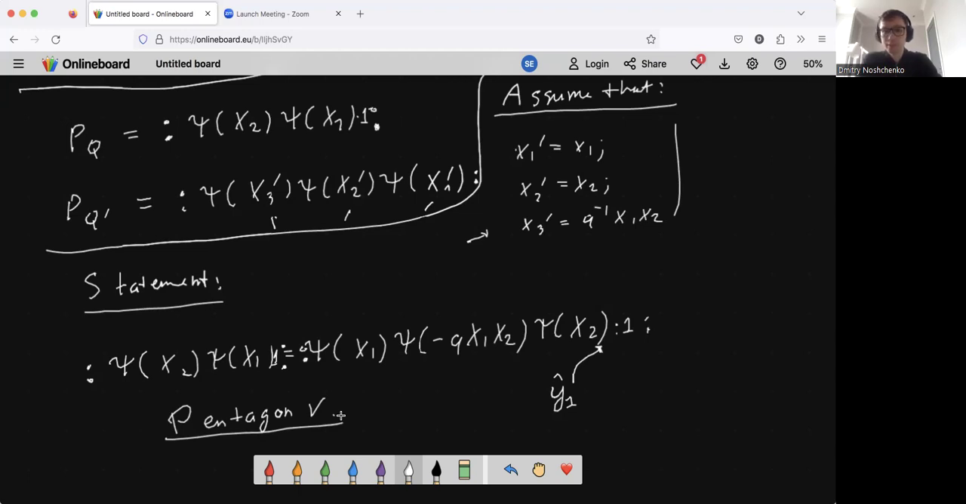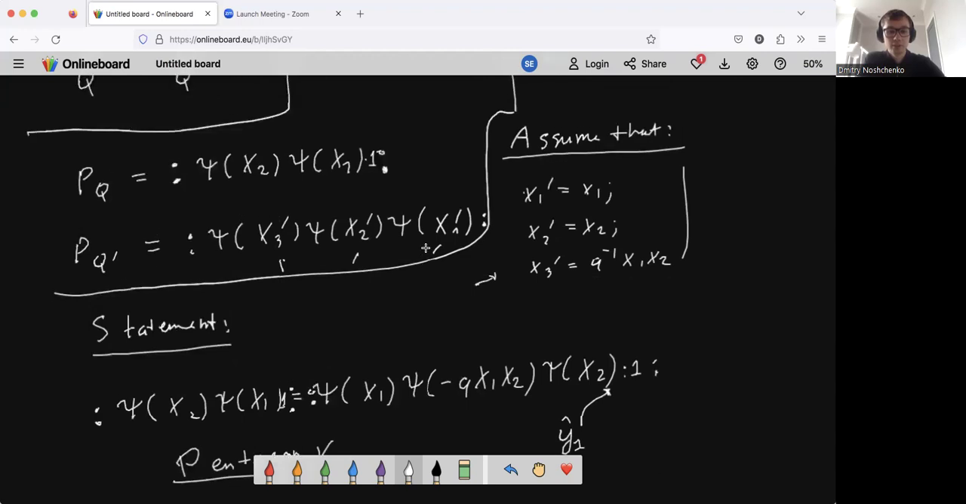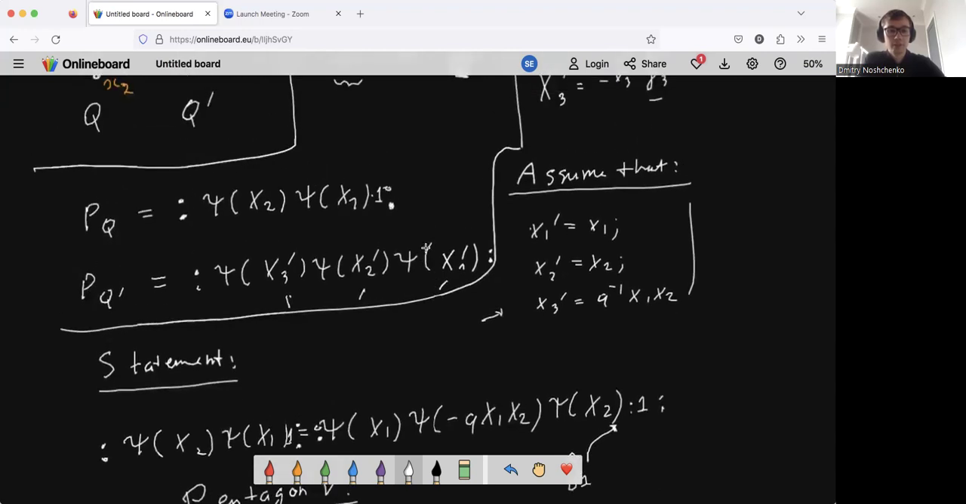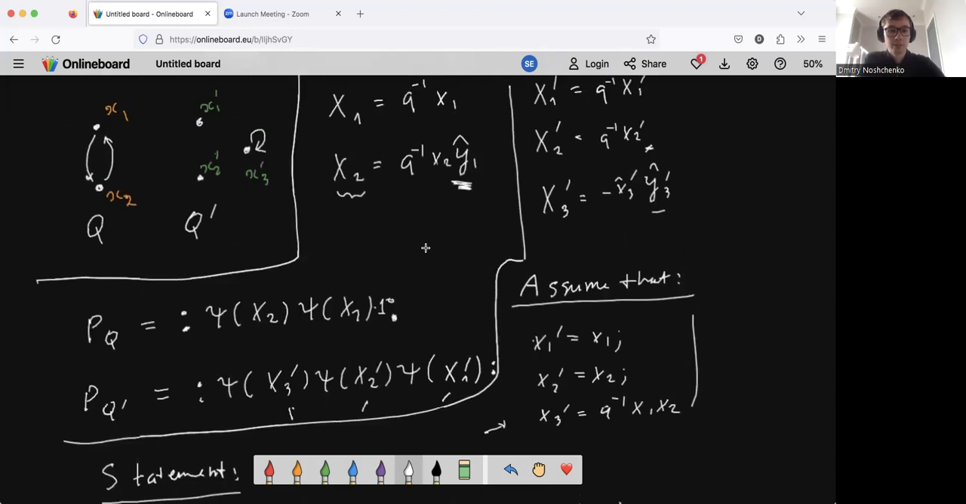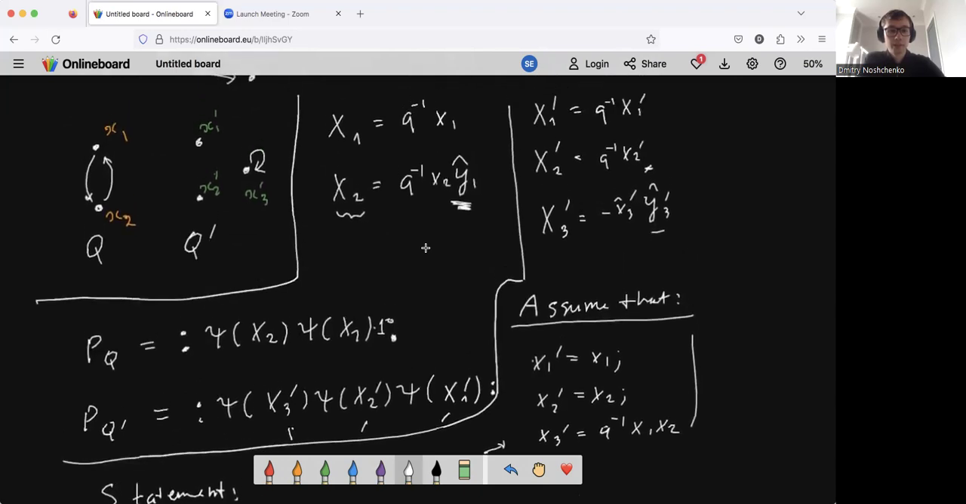Yes, so now the question is, can we generalize this? So we have seen that such an identity holds for a pair of quivers, but they're quite special. But can we make a similar statement for a pair of arbitrary quivers? And the answer is yes.